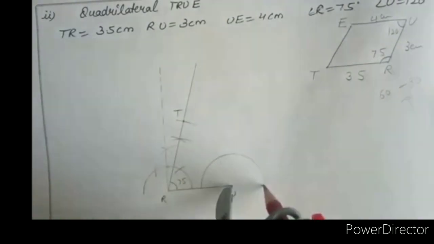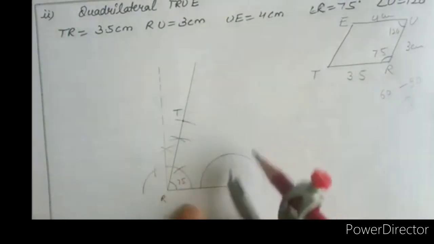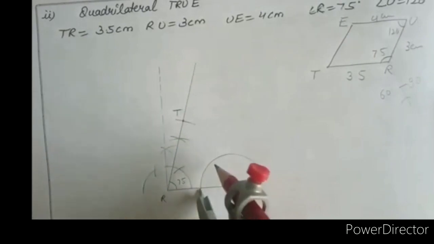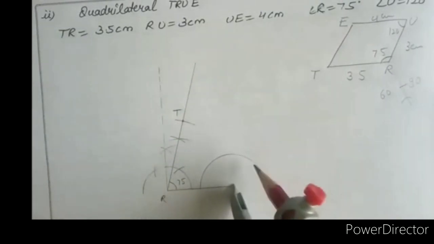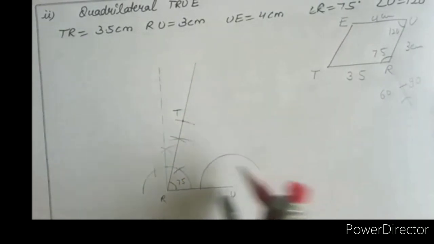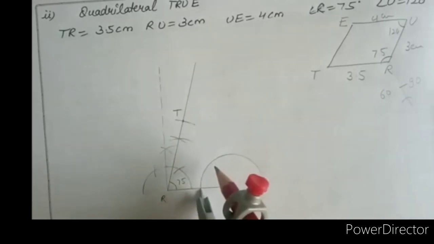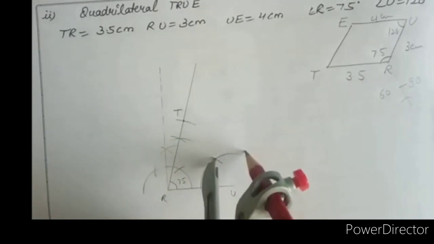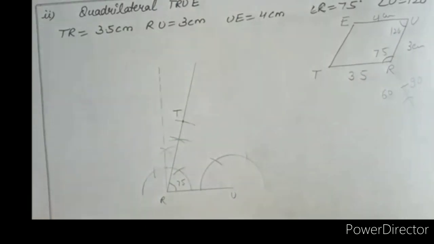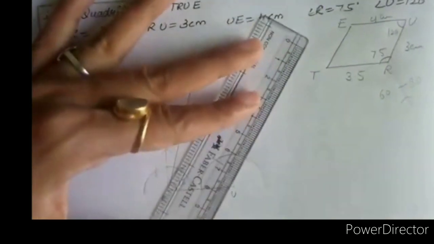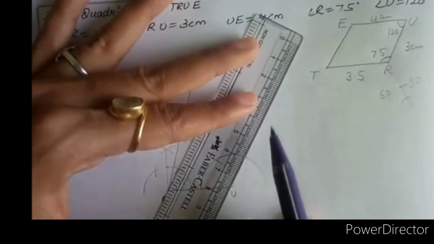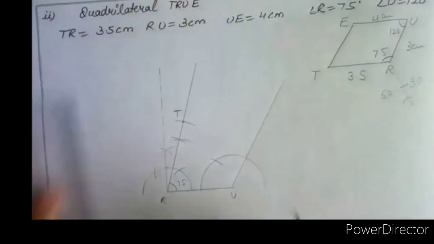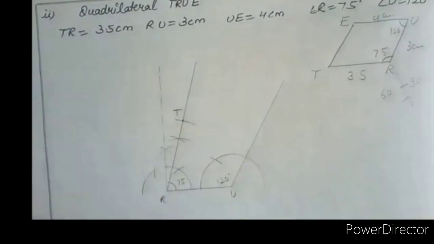Next, at U, we are going to construct 120 degree. So any convenient radius, U as center, draw a lengthy arc. That arc should again intersect that RU line segment. That point as center with same measure, draw one arc, that is 60 degree. Another one arc, that is another 60. 60 plus 60, 120 degree. Using the scale, draw a dark line because it is our required angle, 120 degree.